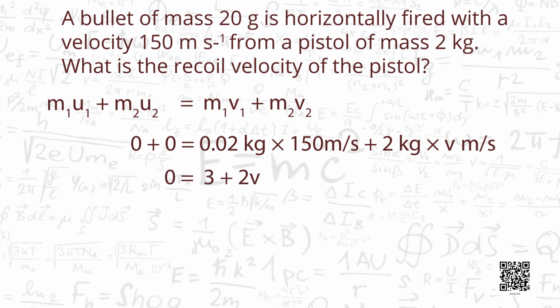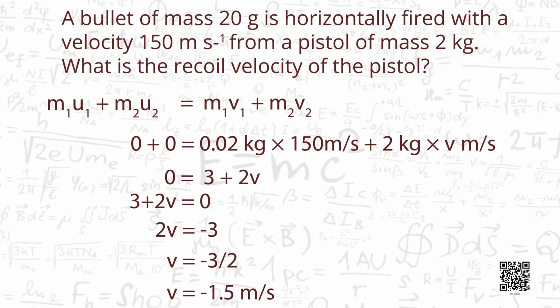Now on solving, 0 is equal to 3 plus 2v, 3 plus 2v is equal to 0, 2v is equal to minus 3 and v is equal to minus 3 by 2. So we have the value v is equal to minus 1.5 meter per second. The negative sign indicates that the direction in which the pistol would recoil is opposite to that of the bullet. That is, if the bullet goes to the right side, then the pistol will go to the left side.